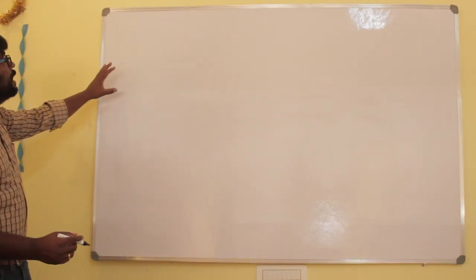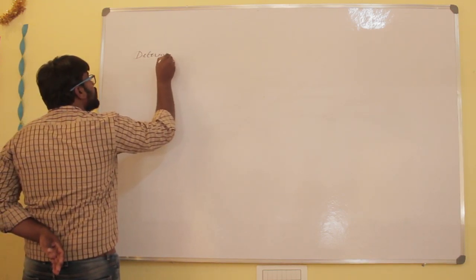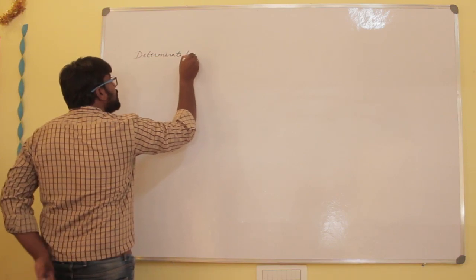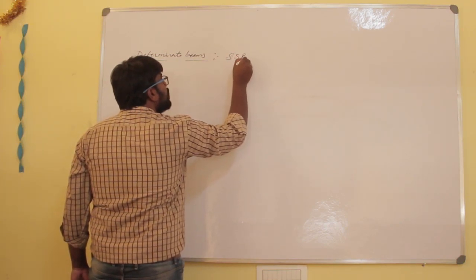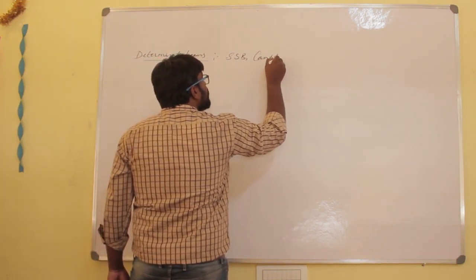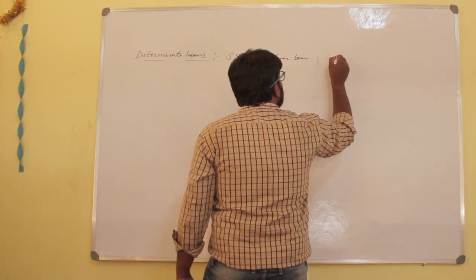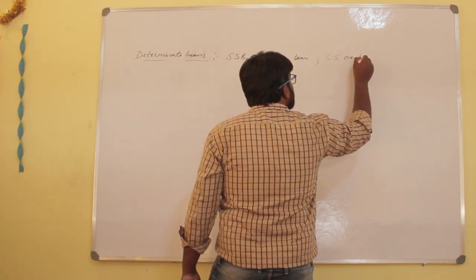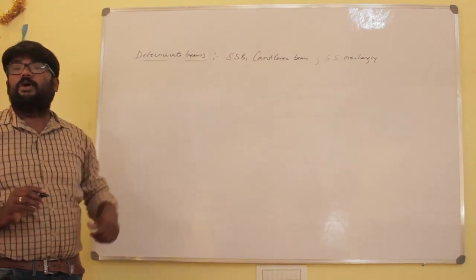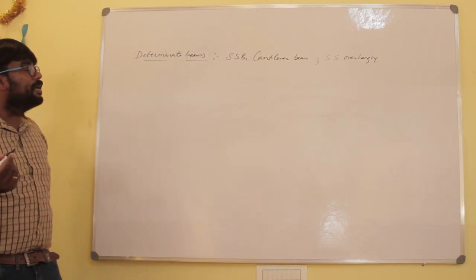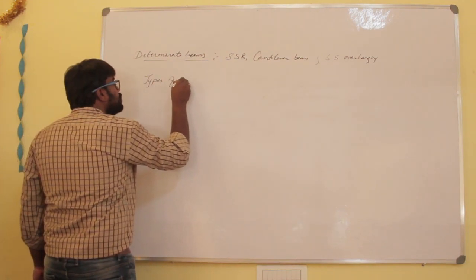Now let's go for examples of determinate beams. The best examples are the simply supported beam, the cantilever beam and the simply supported beam with overhanging. These three types of beams we will analyze in this module. Now we will go with types of supports.